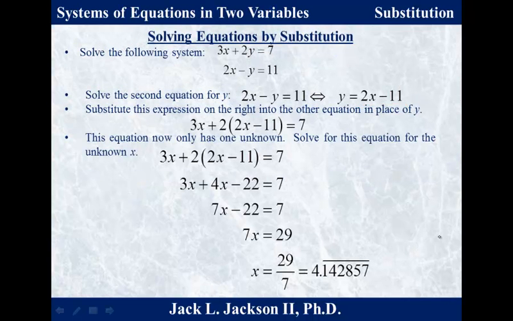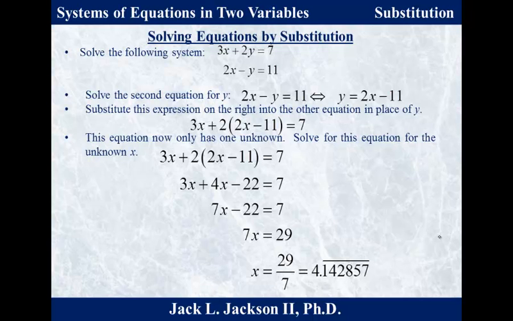So solving this is just using the distributive property. 2 times 2x is 4x, and 2 times negative 11 is negative 22. Combine like terms, 3x plus 4x equals 7x. Add 22 to both sides to get 7x equals 29. Divide both sides by 7 to get x is 29 sevenths, or in decimal form, 4.142857, and then the 142857 repeats.